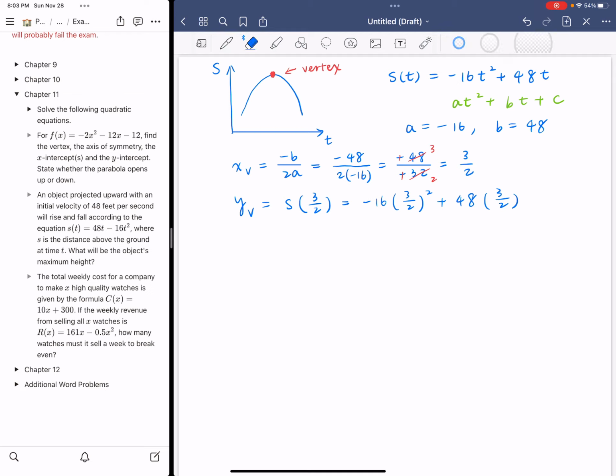So actually, let's change these x and y. I want to use the variables that are in this case. So you have a t, and then you have s. Those are the variables that they use. But it's essentially the same thing as x sub v and y sub v.